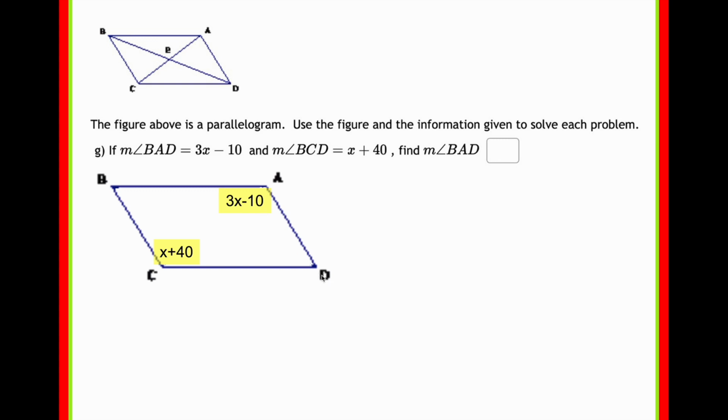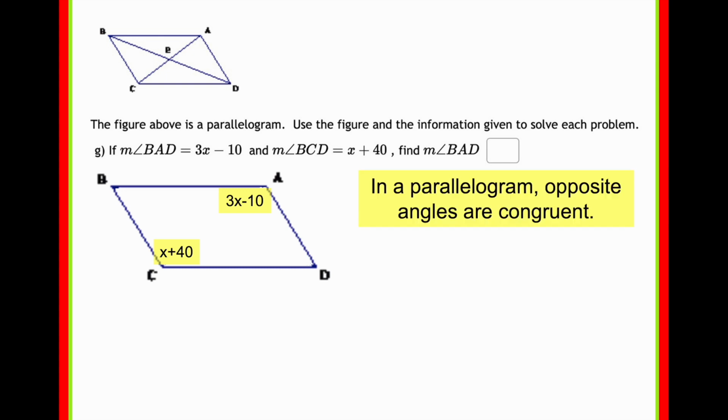And angle, let's see, where is it? BCD, the letter C is in the center, is x plus 40. We're going to have to solve for x and then go back and find the measure of angle BAD. Let's look at our properties. We know that in a parallelogram, opposite angles are congruent. I'm going to have to set up an equation in order to solve for x.